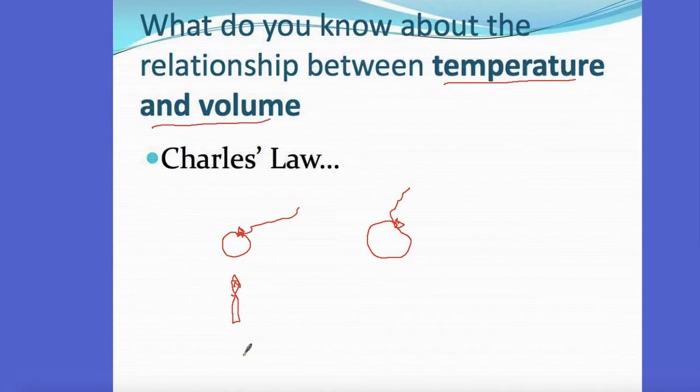If we put it in a dish with ice, what'll happen is it'll get smaller. Okay, as temperature goes up, volume goes up. As temperature goes down, volume goes down. What's going on here? The particles inside the balloon.